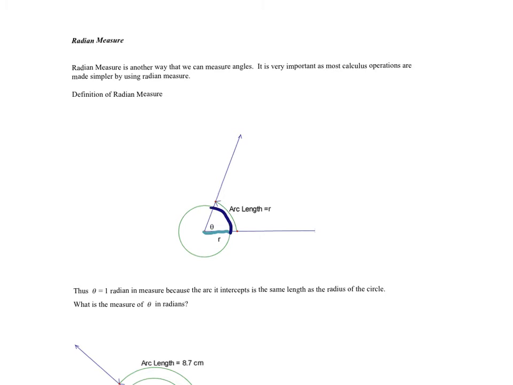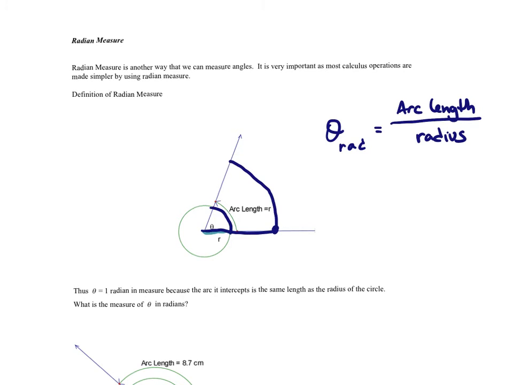So radian measure, which we typically will call theta, a pretty famous variable for angles, theta in radians is just this arc length divided by the radius length. And this radius can be any size. If I put my radius way out here, then my arc length would be bigger. But when I divide it, I get the same number.